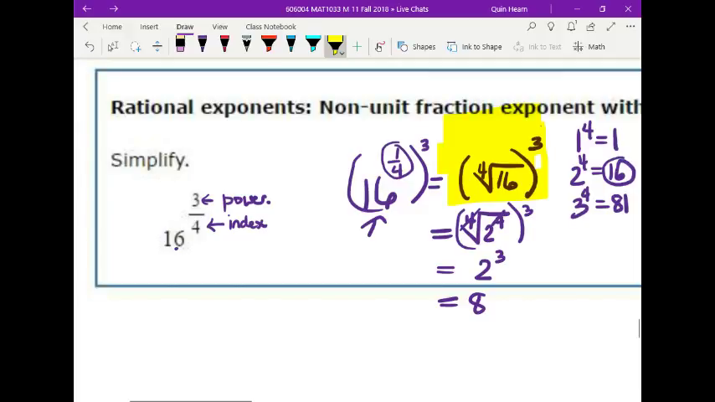So remember, when you have a fraction in your exponent, the numerator or top of the fraction is the power, the denominator or bottom of the fraction is the index of the radical.